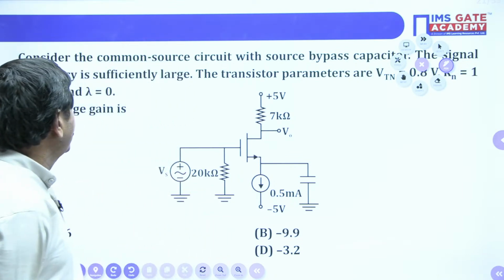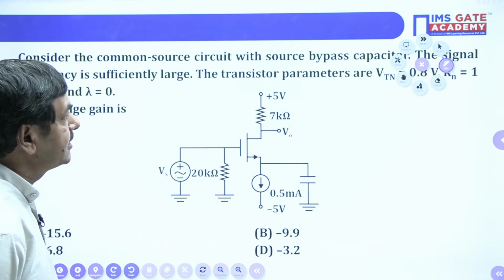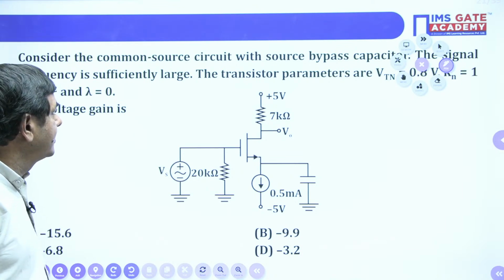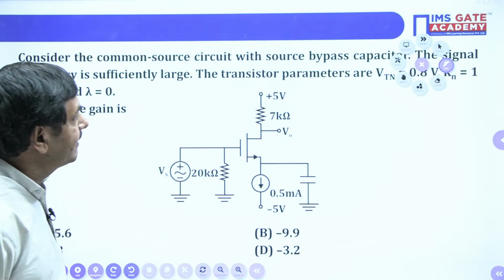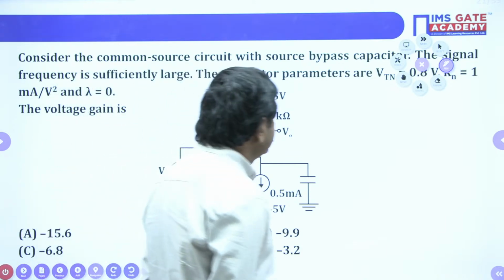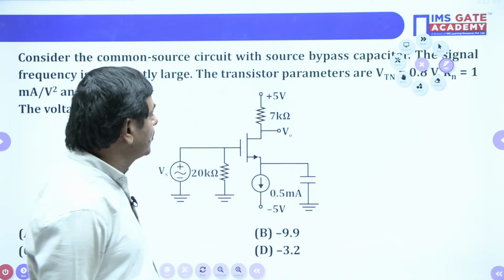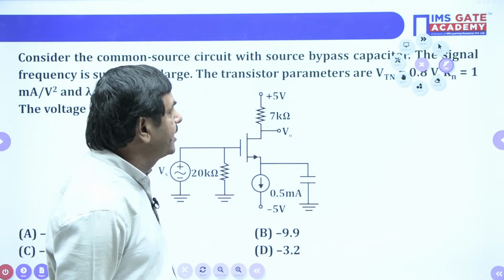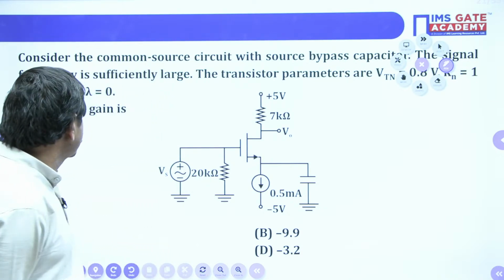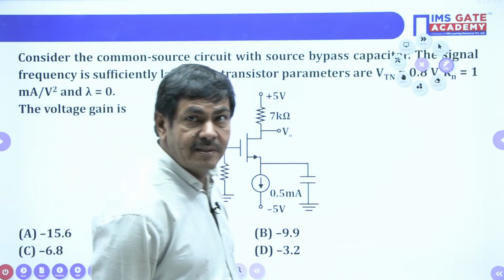Consider the common source circuit with a source bypass capacitor. The signal frequency is sufficiently large. The transistor parameters are: threshold voltage VTn equal to 0.8 volts, Kn equal to 1 milliampere per square volt, and lambda equal to 0. Find the voltage gain.